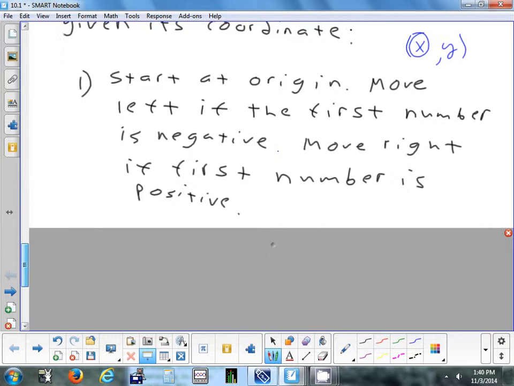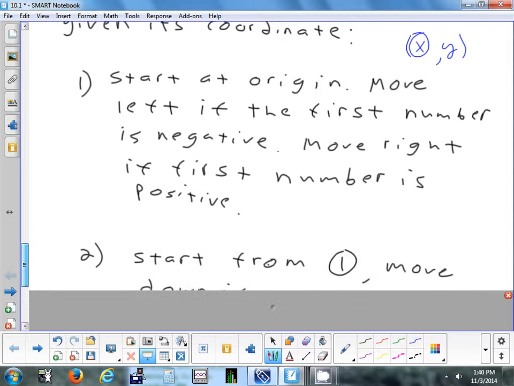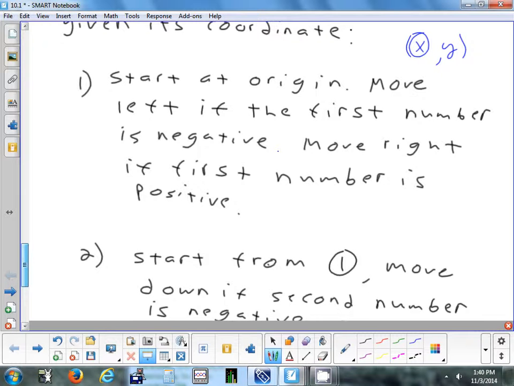Now step one only takes care of your x value. We still have to worry about moving up and down. That's the y value. You start from the origin, always. So now, once you do step two, you're going to look at where you moved in step one, and from that point, you're going to move up and down. After step one, you're not at the origin anymore. You've moved left or you've moved right. Now from that spot, you move up or you move down.